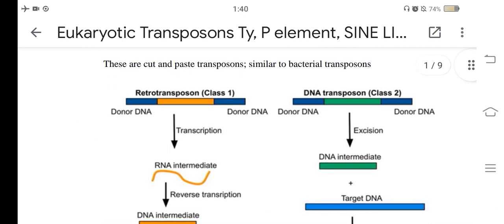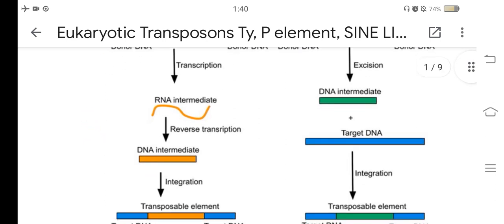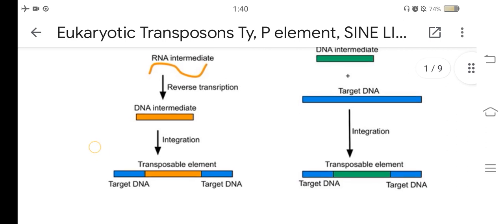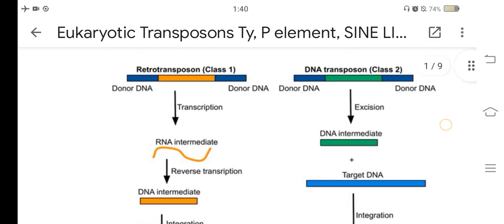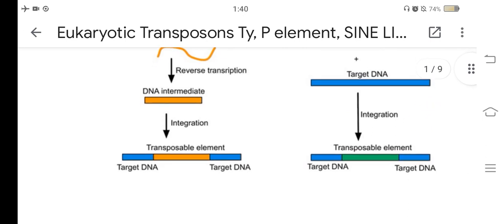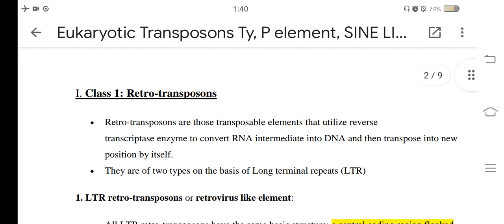Donor DNA, retrotransposon, class 1: transcription, RNA intermediate, reverse transcription, DNA intermediate, integration, transposable element, target DNA. Then next, DNA transposon, class 2: donor DNA, excision, DNA intermediate, target DNA, integration, transposable element, target DNA on the other sides. So class 1, retrotransposons.